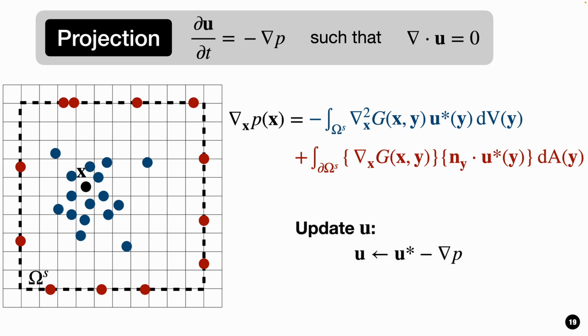At each evaluation point, using the estimated pressure gradient, we update the velocity. Note that this projection step solver is a pointwise solver too, where the evaluation point can be anywhere inside of the domain, assuming that we can query the input velocity anywhere.